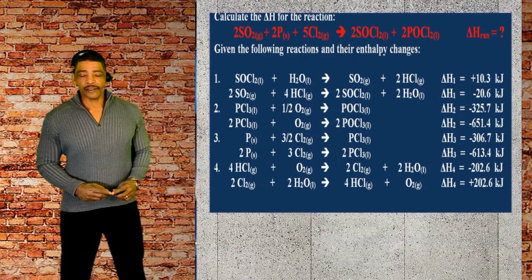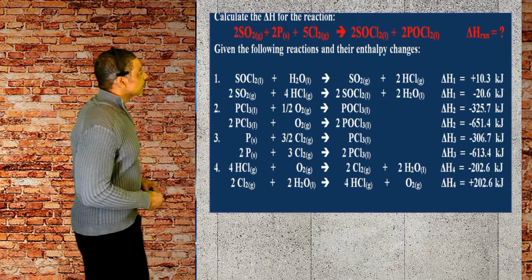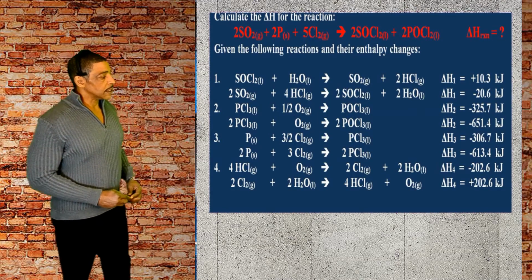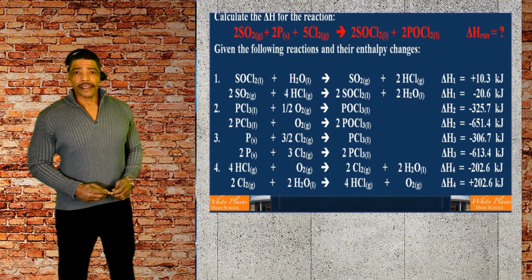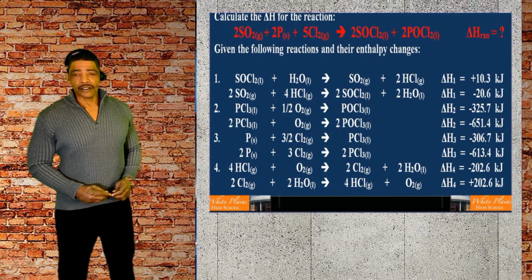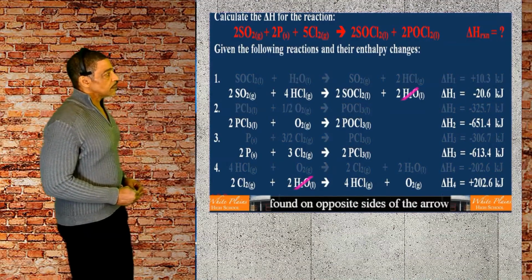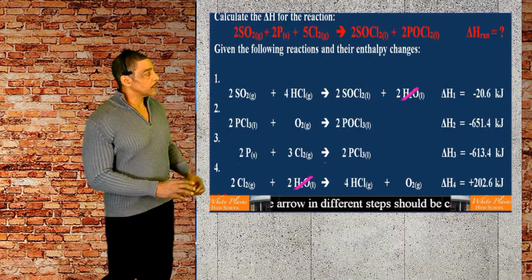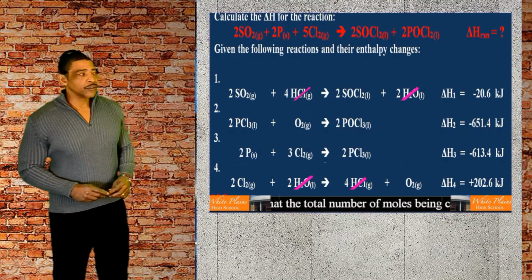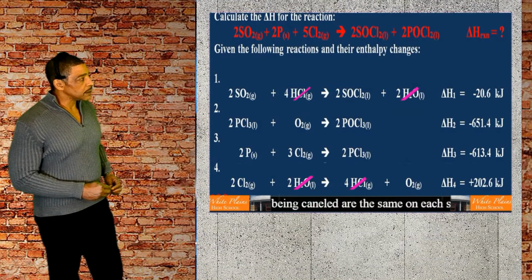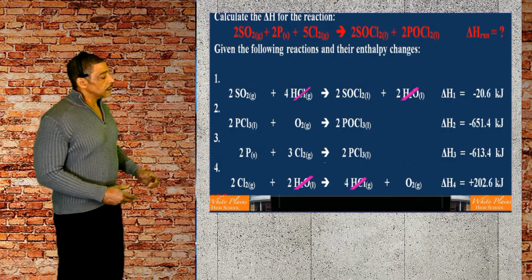Now cancel the intermediates, where intermediates are substances that appear on the reactant side of one step, but on the product side of a different step. This means that during the reaction, these substances are actually consumed. 2 moles of liquid water appear on the product side of step 1, but on the reactant side of step 4. 4 moles of HCl vapor appear on the reactant side of step 1, but on the product side of step 4.